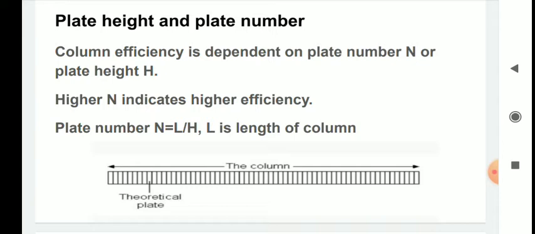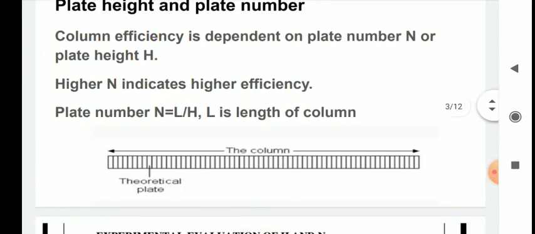So in HPLC, to achieve efficiency, plate height is the one which is controlled. That is, conditions are created so that you have lower plate height, which results in higher plate number. Column lengths are not very large in HPLC. They can be at the most 50 to 100 centimeters. Whereas in GC, the column lengths are long, say up to 50 meters also, but they are coiled.